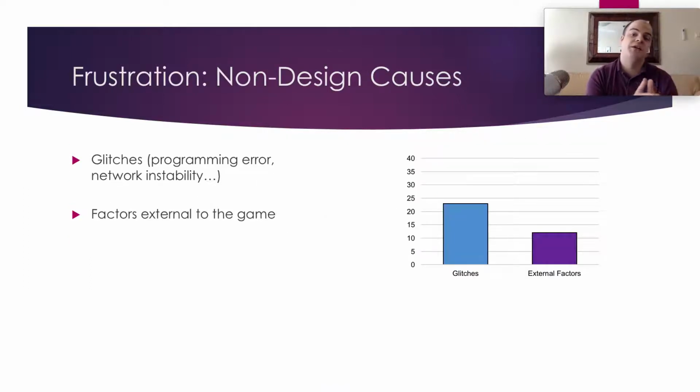Next, non-design causes. These fall under 2 categories. First, glitches. If there was a programming error in the game, or if the network was having problems, then players could often get frustrated. You remove as many of these as you can, but no software is perfect. And sometimes players were frustrated by something completely out of our control. For example, one kid had to choose between attending the game session or going on a field trip. That is a difficult choice, and there was nothing we could do to help.